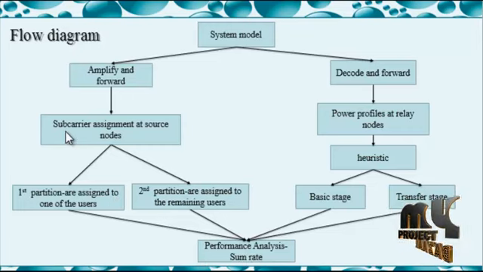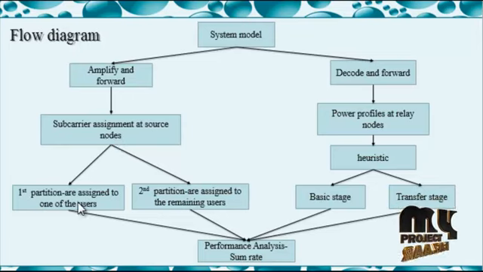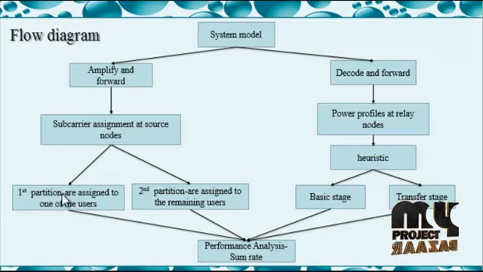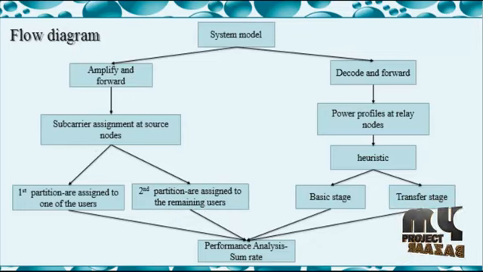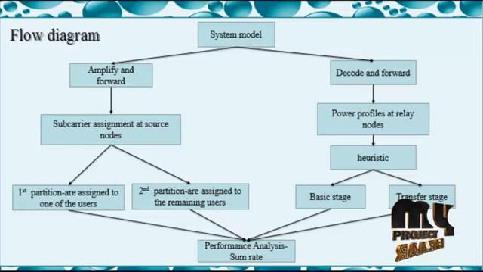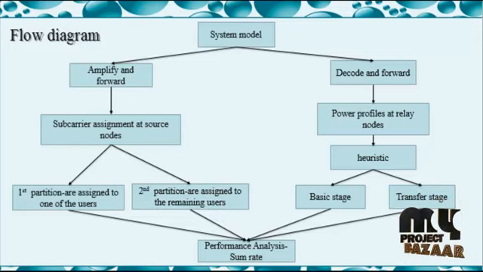Then for the subcarrier assignment at the source nodes, the first partition is assigned to one of the users. So only one user is assigned the subcarrier, and the second partition, the other remaining users, go to the further process, which is allocated to the source nodes of the product. This process continues until the last partition is split between the last two users. The partitions that maximize the weighted sum rate are then sought. The proposed algorithm reduces the computational complexity compared to the existing approach.